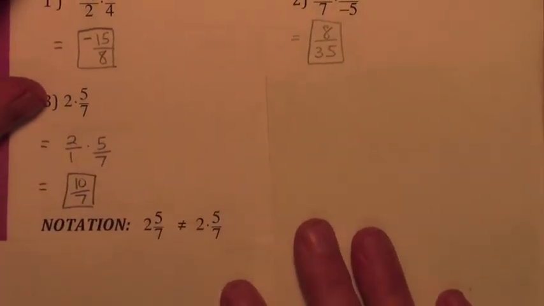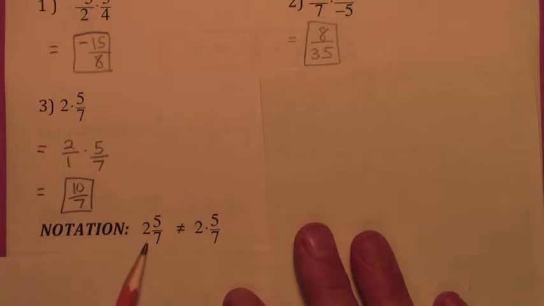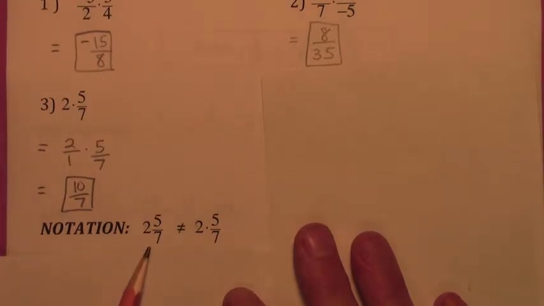Let's talk about some notation here. This is really important. Sometimes it's the small things that get you messed up in math. Look at the difference between this and this. This is a mixed number. It's 2 and 5/7. It's really 2 plus 5/7. This is a multiplication. So that dot there is crucial, isn't it? If there's no dot, we interpret it to be a mixed number. And if there's a dot, that means it's a multiplication.